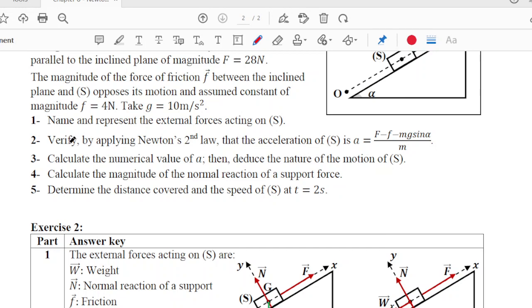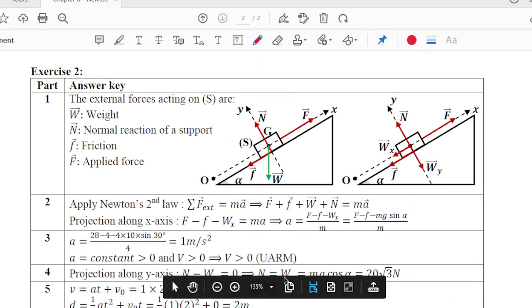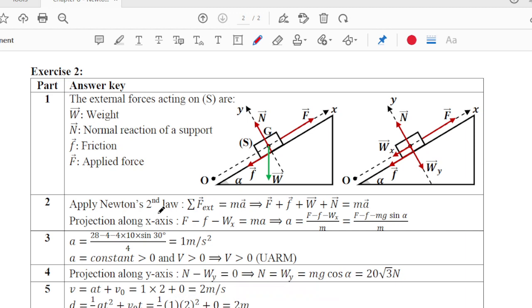Part 2. Verify by applying Newton's second law that the acceleration is F minus mg sine alpha divided by m. As usual, step 1, we write Newton's second law: the sum of forces equals ma, sigma F equals ma. This is the first step. Step 2, we replace sigma F by the forces acting on S: capital F plus small f plus weight plus N equals ma.